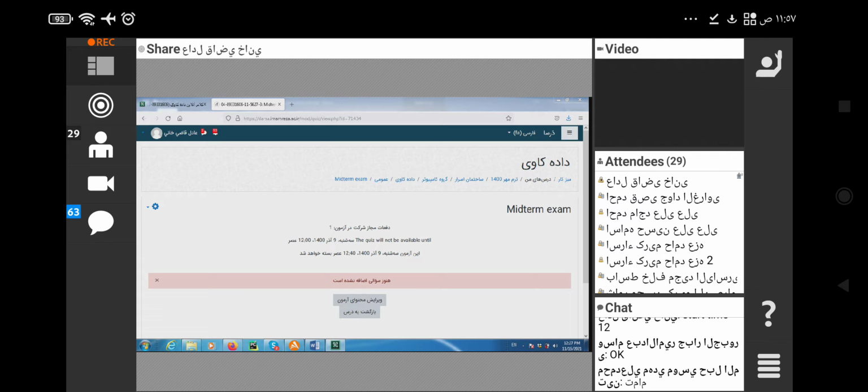Some of the questions are multiple choice. No problem, you just have to select the right answer. For the question where you have to write an answer, you can write it on a paper, take a picture with your mobile, and send it.